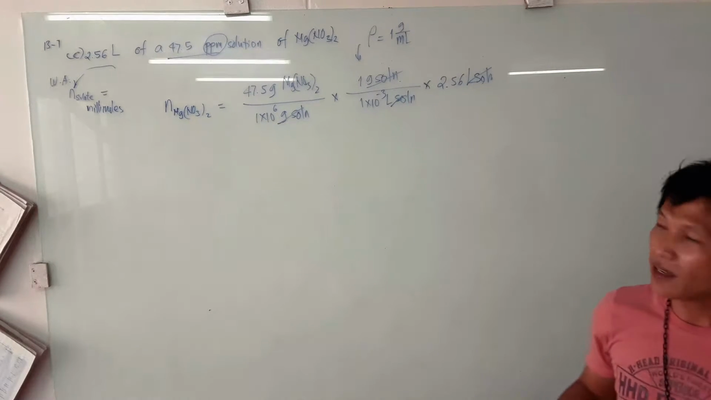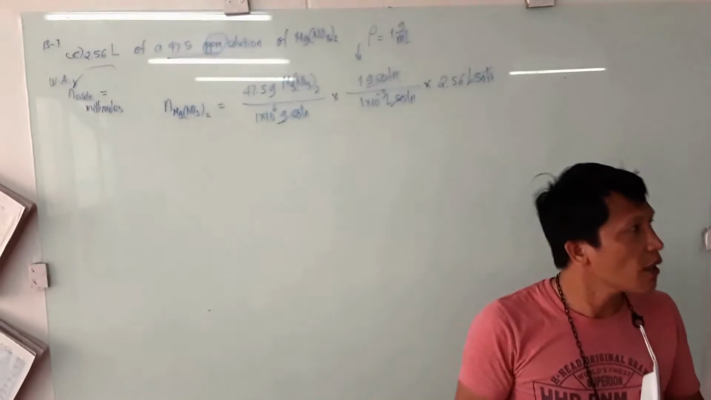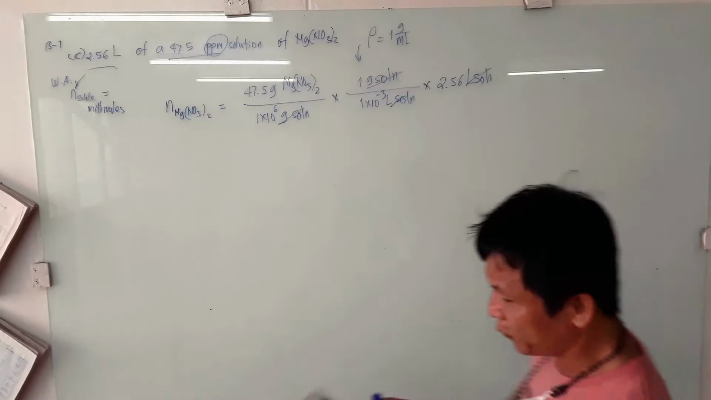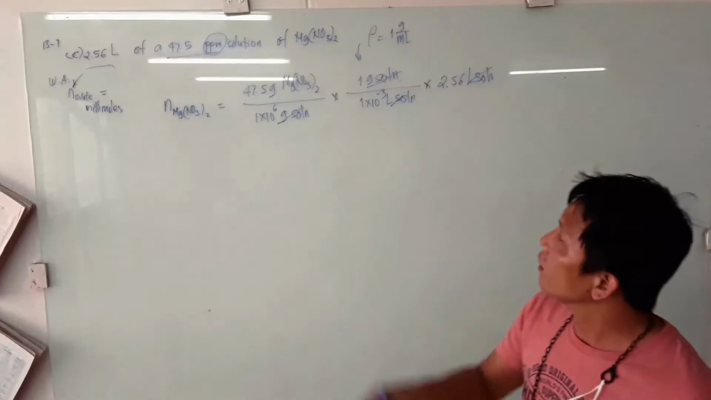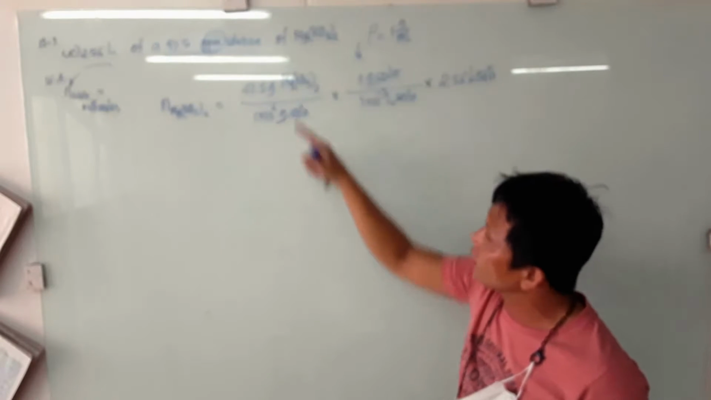So what we basically do is go to the periodic table and look for the masses. I have a periodic table out there. Magnesium has a mass of 24.305. And then you have how many nitrogen? You have 2 nitrogen, since it is enclosed in a parenthesis.